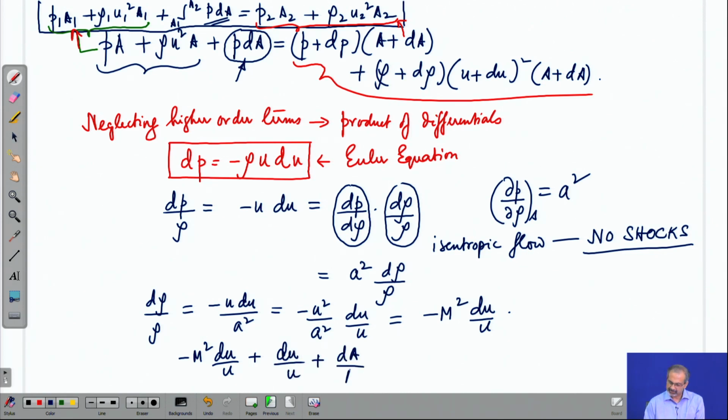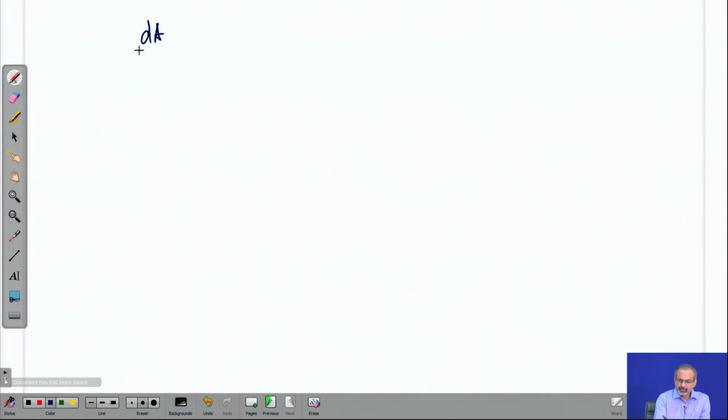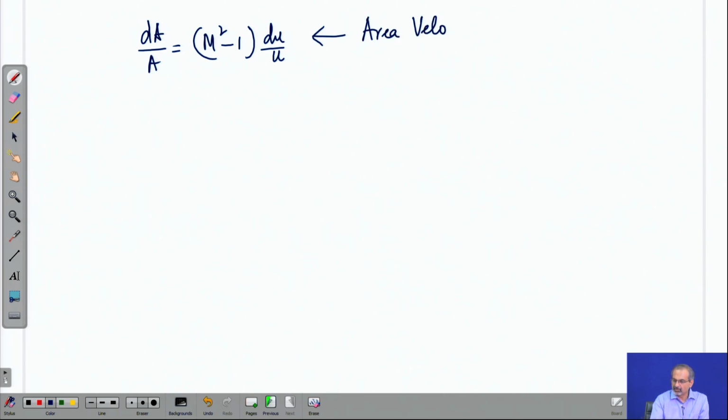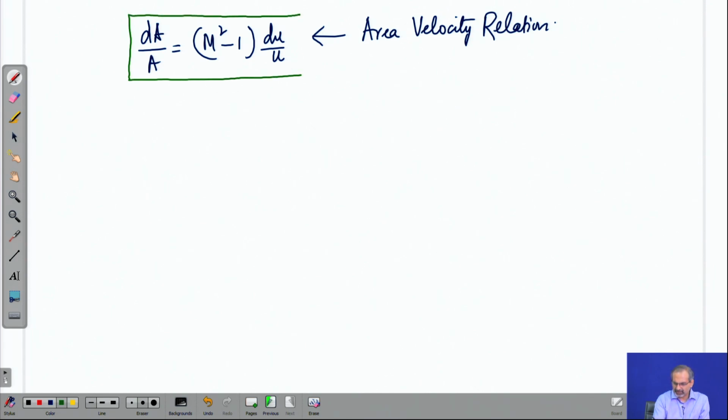Plus dA by A. This is what you are going to get from the continuity equation. If you rearrange, what will that give you? It will give you a very important relation used for quasi one dimensional compressible flow. This is what is called the area velocity relation. Why is it so very important? Because it is going to tell you that as you change the area of that stream tube, how is the velocity going to change depending on the local Mach number of the flow.